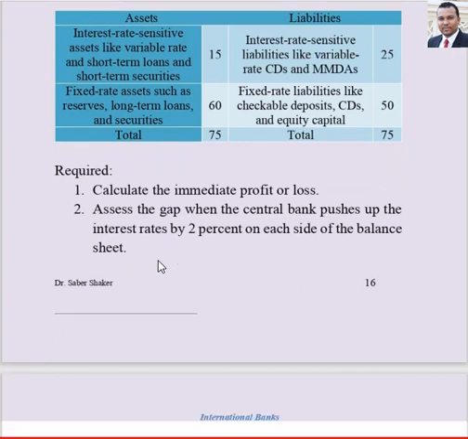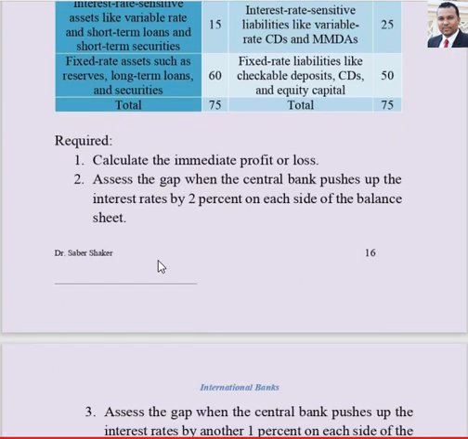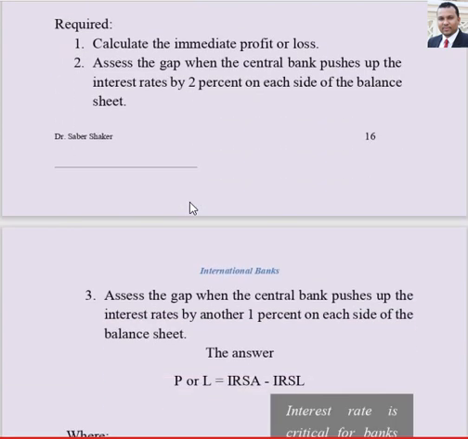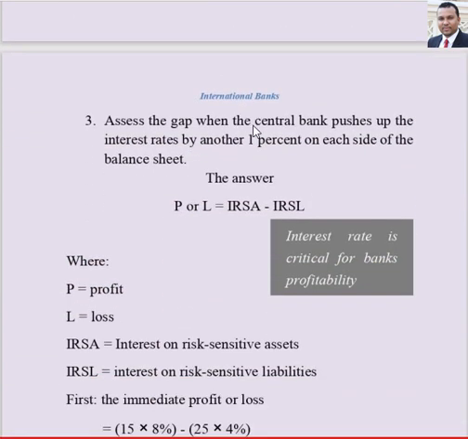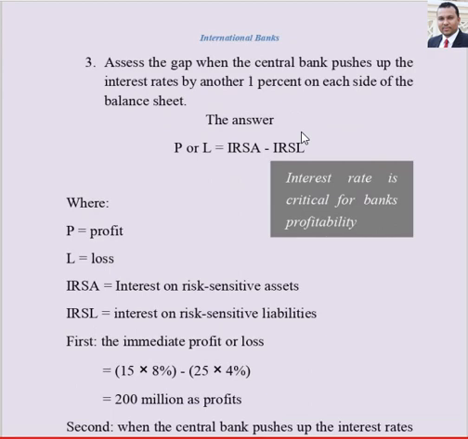Calculate the immediate profit. Assess the gap. This is required: assess the gap when the central bank pushes up the interest rate by 2% on each side. This is case number 3: when the central bank pushes up the interest rate again by 1%. What about our answer? P or L, profit or loss, equals interest rate on sensitive assets minus interest rate on sensitive liabilities.